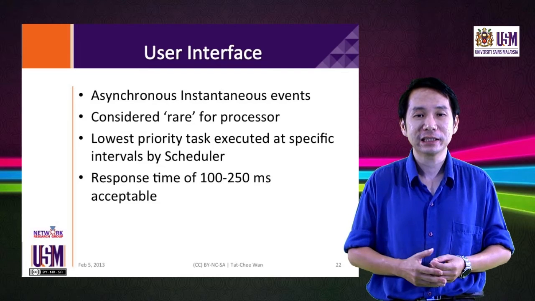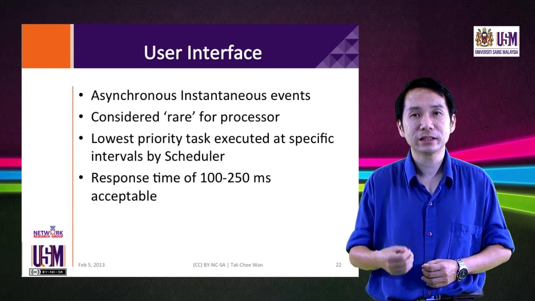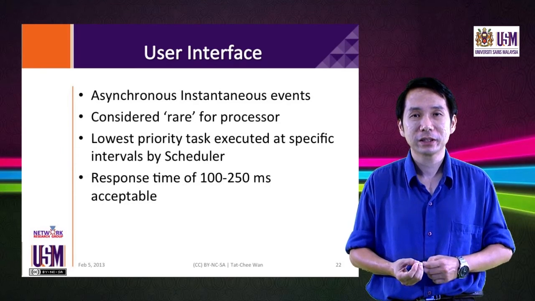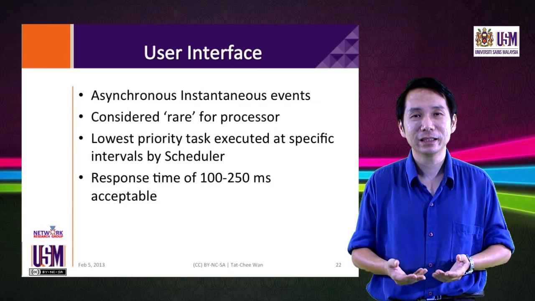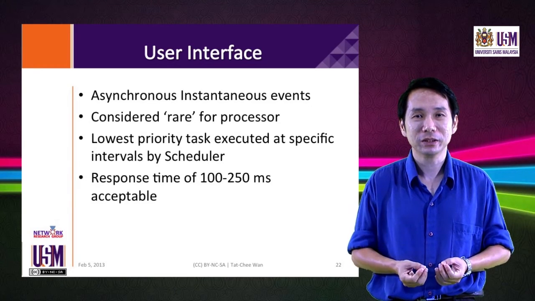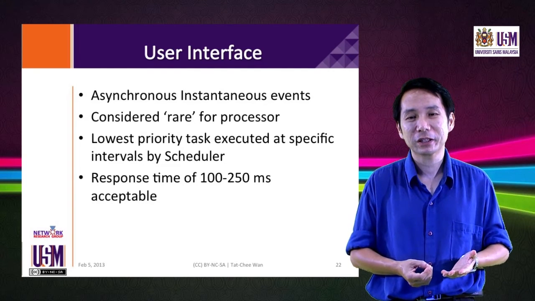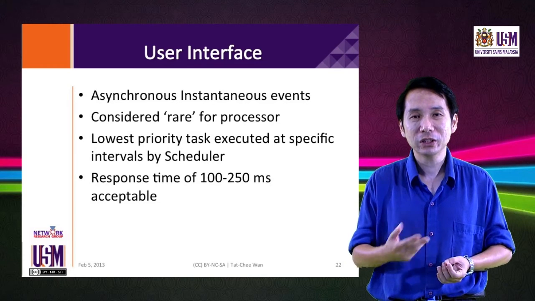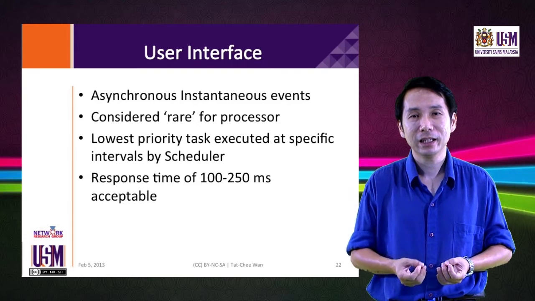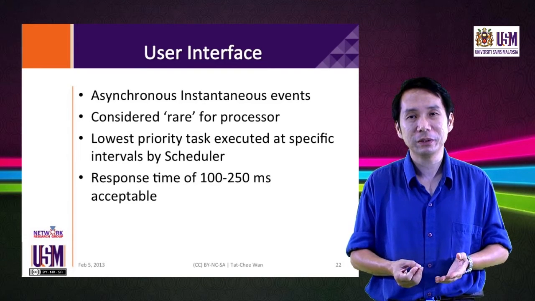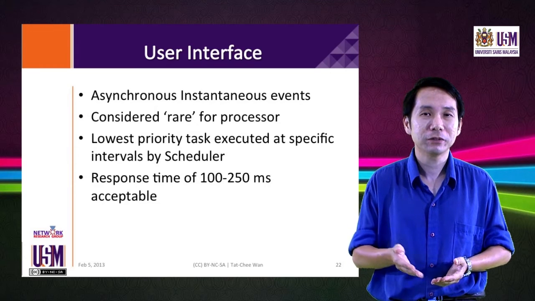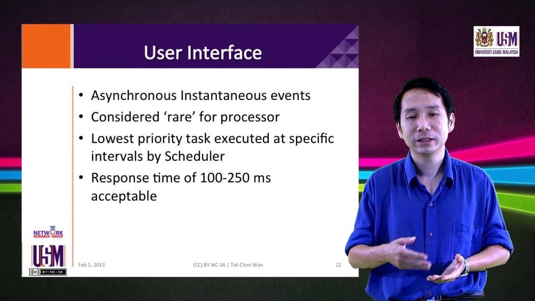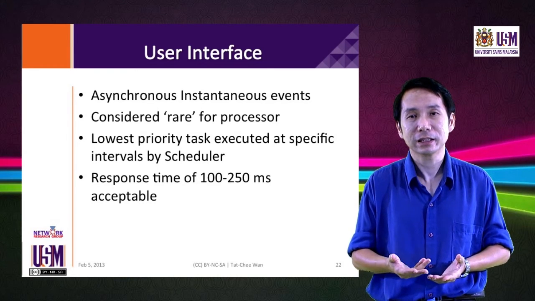Finally, we come to the user interface layer. These deal with asynchronous instantaneous events, and it is actually considered rare to have user interface events for the processor because the speed of the processor is much higher than the frequency of the user inputs. So it tends to be the lowest priority task to be executed at specific intervals by the scheduler. The reason is because most human response time will not be able to detect a response time of 100 to 250 milliseconds from the initiation of a user input event to the actual output from the system. So this response time of 100 to 250 milliseconds is acceptable.